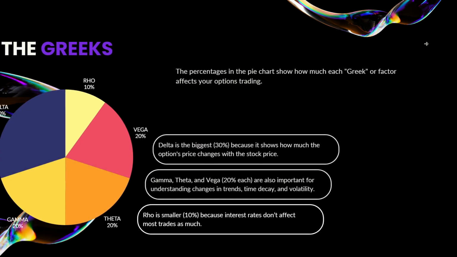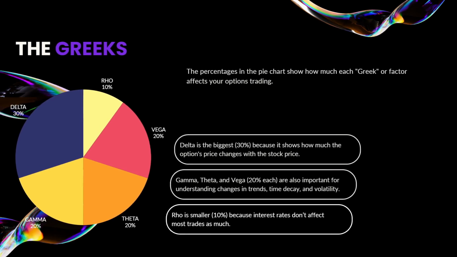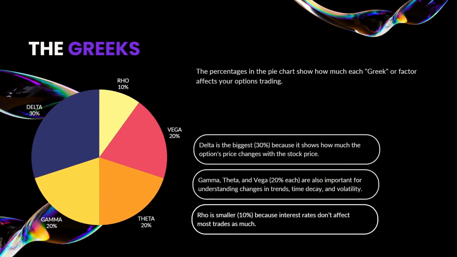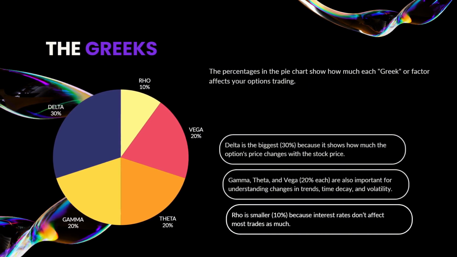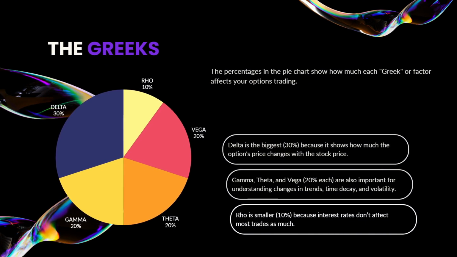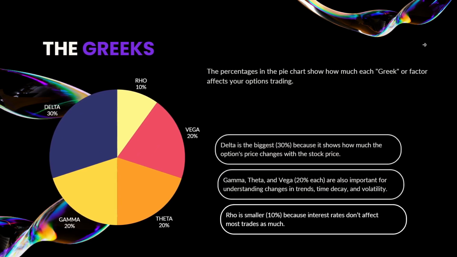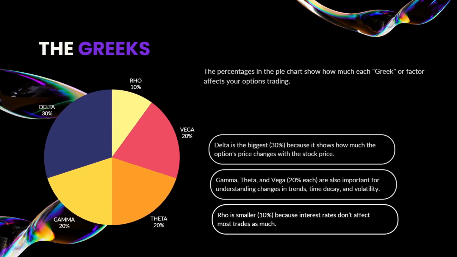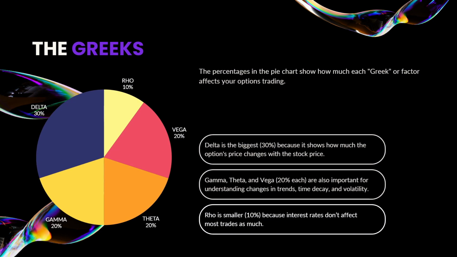All right, the Greeks. Delta measures how much the option's price will change when the price of the underlying stock changes. Gamma measures the rate of change of delta, and theta tells you how much the option's price will decrease as time passes. This is also known as time decay. And Vega measures how much the option's price will change with changes in implied volatility. And Rho measures how much the option's price will change with changes in interest rates.